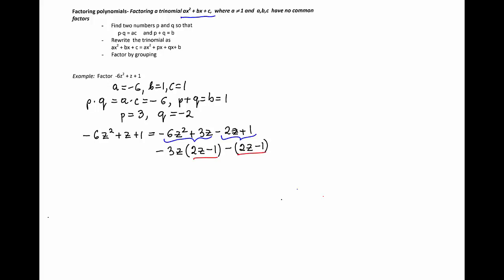As you can see, there is a common factor in both terms, so we factor it out: 2z minus 1. And what will be left is negative 3z minus 1. The polynomial is to be factored completely, and from the second factor, negative 3z minus 1, we can factor negative 1, giving us 3z plus 1, and therefore as a result we'll have negative 2z minus 1 times 3z plus 1.